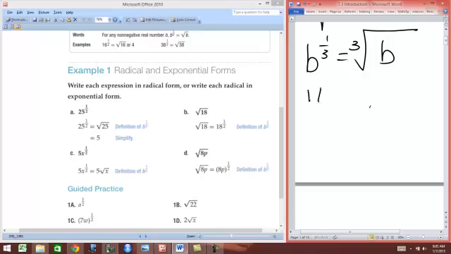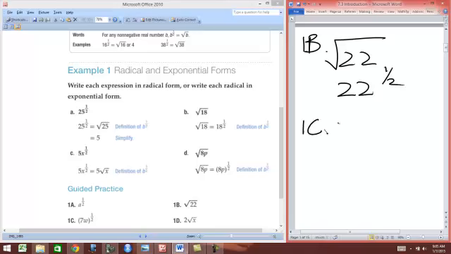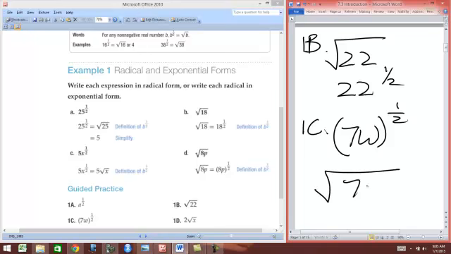So 1a. A to the 1/2. Well, that's in exponential form, so that's going to be the square root of a. And that's that. Let's move down. Some more space. Okay. 1b. Square root of 22. That's in radical form. 22 to the 1/2. 1c. Quantity 7w in exponential form raised to the power of 1/2. Square root of 7w.